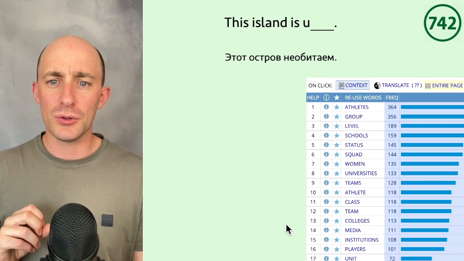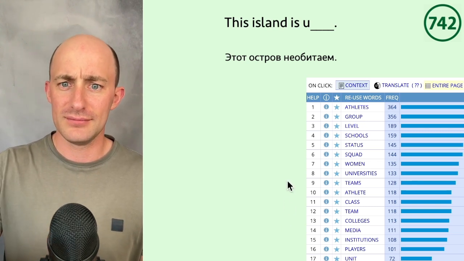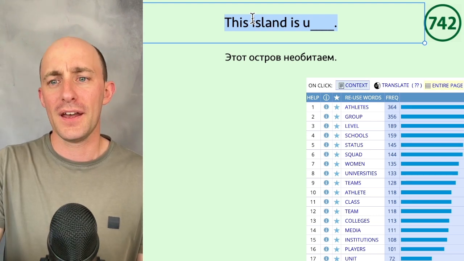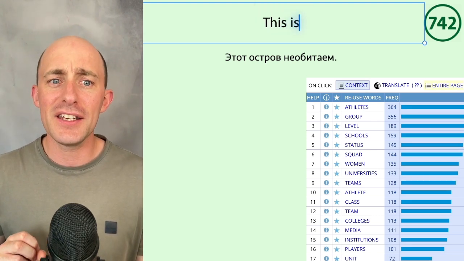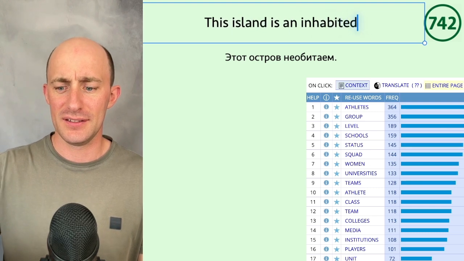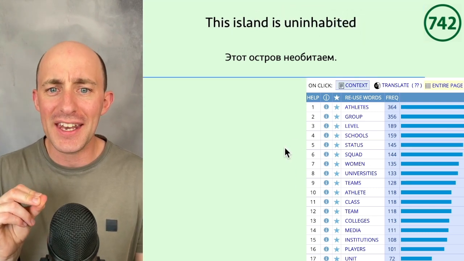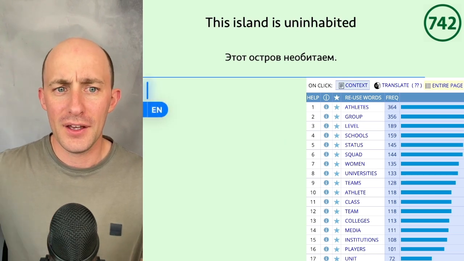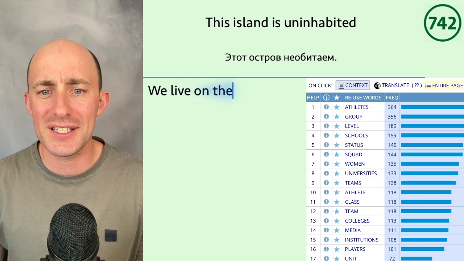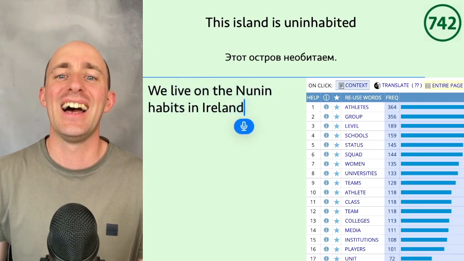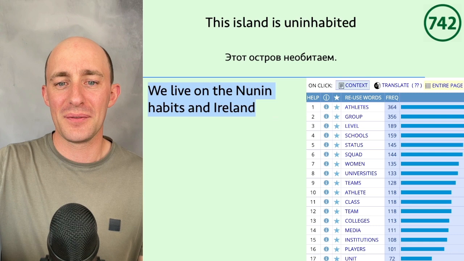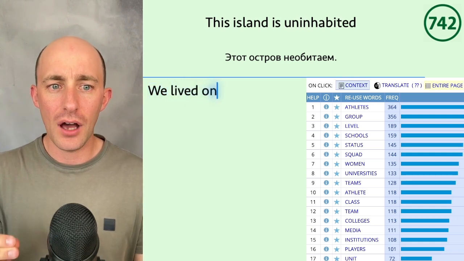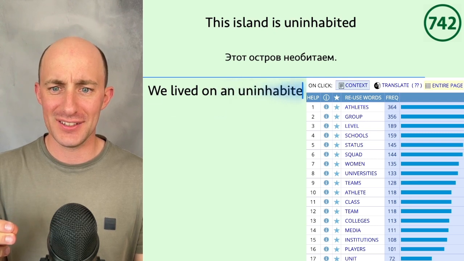Next. Этот остров необитаем. Now this isn't exactly a cognate, but there is a common root, I think. This island is uninhabited. Yes, uninhabited. I like this sentence. We lived on an uninhabited island. Let's try it slowly. We lived on an uninhabited island.